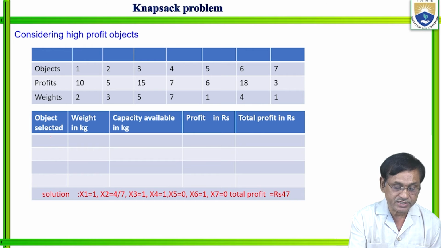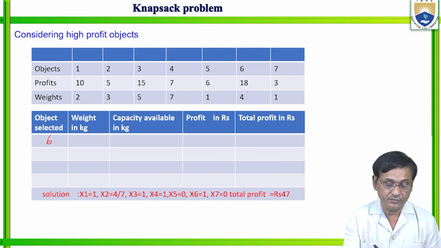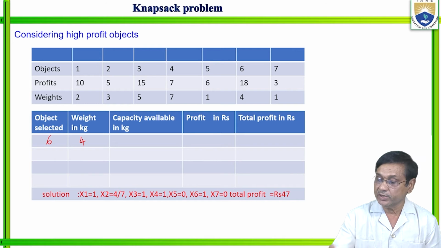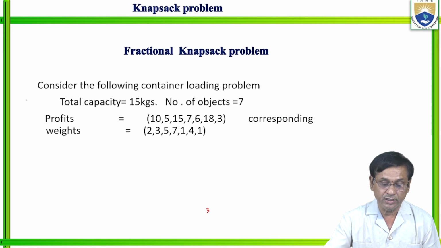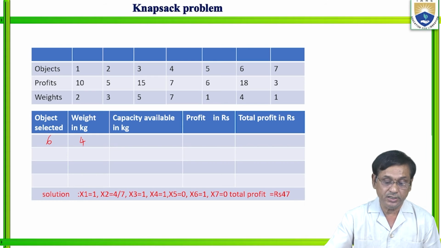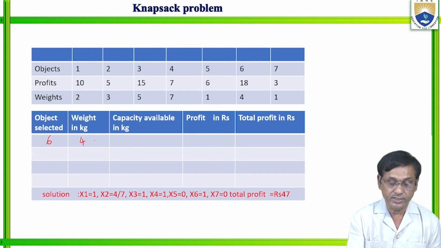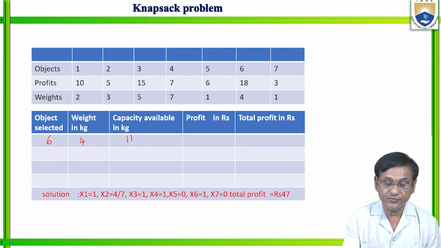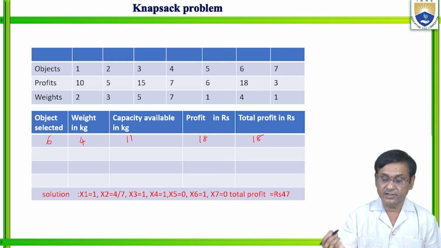That means object selected is 6. What is the weight of that object? Weight of the object is 4 kg. What is the capacity? The total capacity of the knapsack is 15 kg. So that weight is 4 kg. You subtract that one, so that you are getting 11 kg. So how much profit you are getting? Profit you are getting is 18. The total profit is 18 after inclusion of the sixth object in the bag or knapsack.